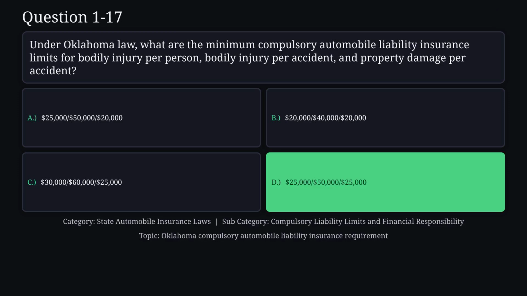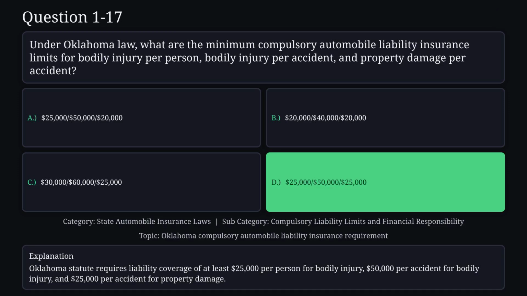The correct answer is D. Oklahoma statute requires liability coverage of at least $25,000 per person for bodily injury, $50,000 per accident for bodily injury, and $25,000 per accident for property damage.